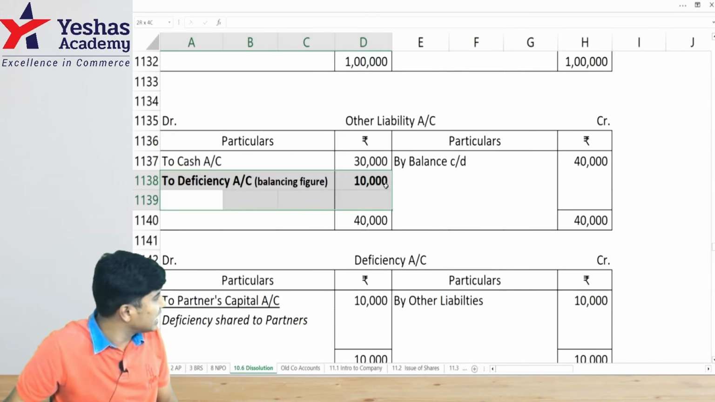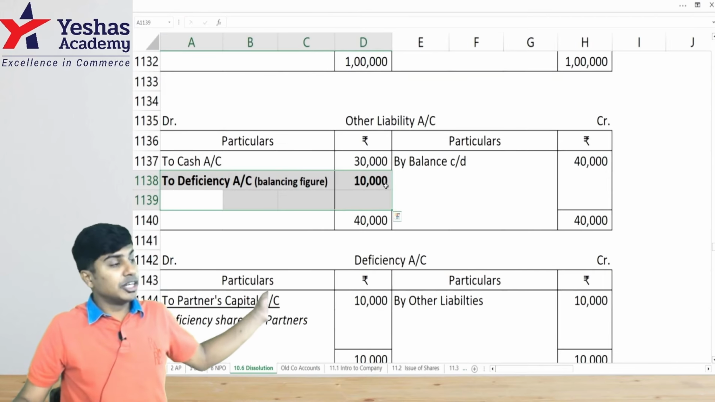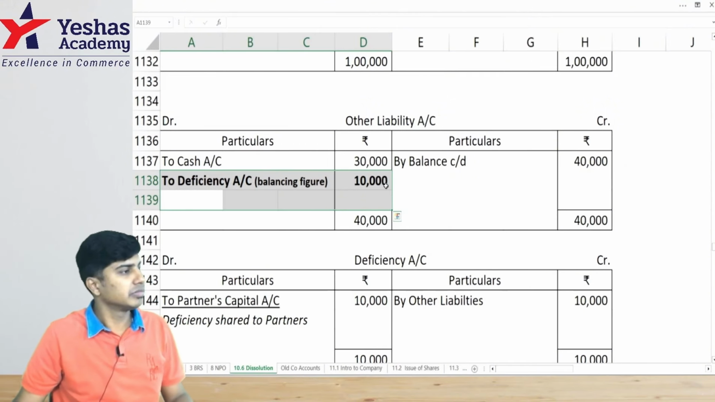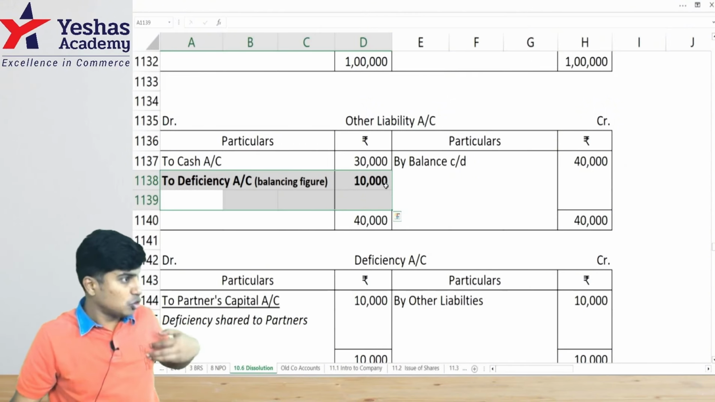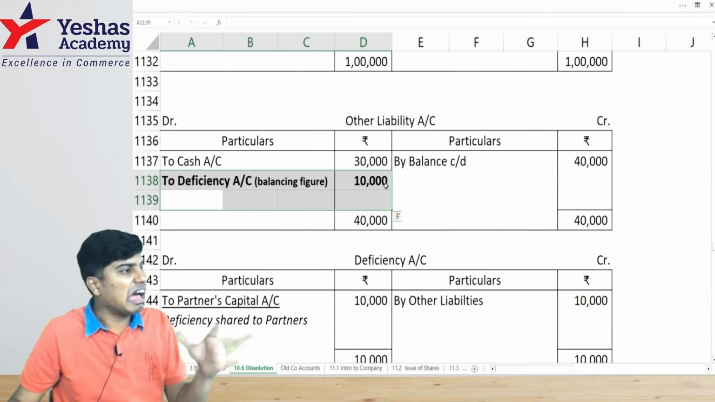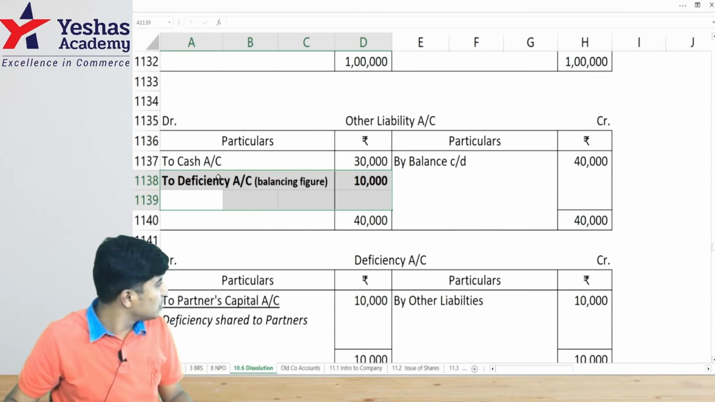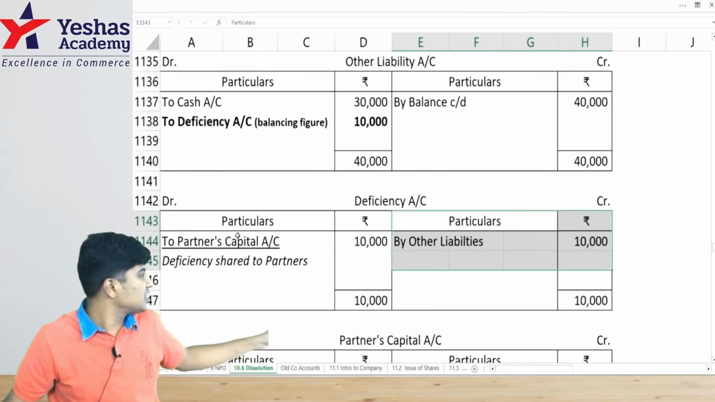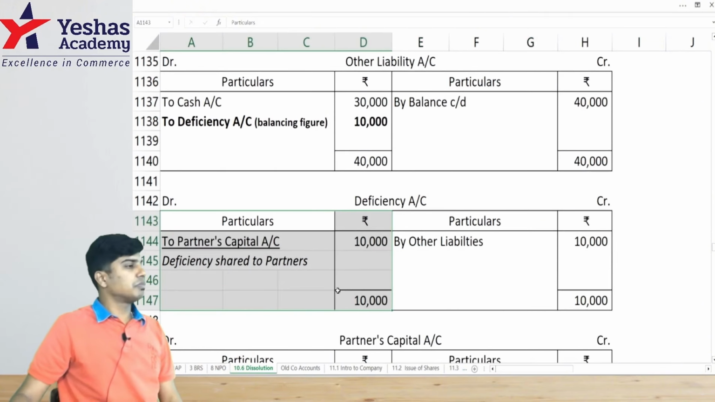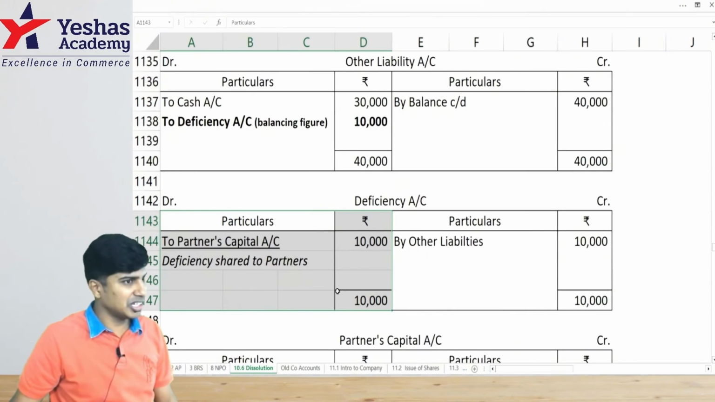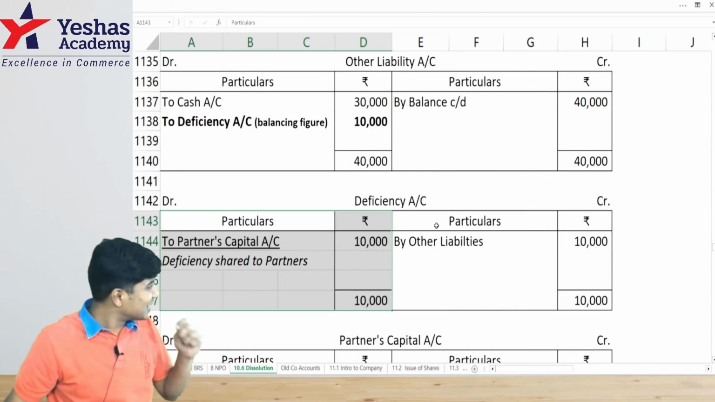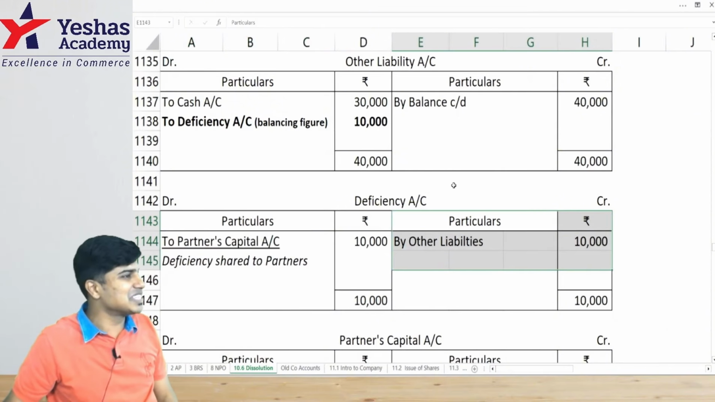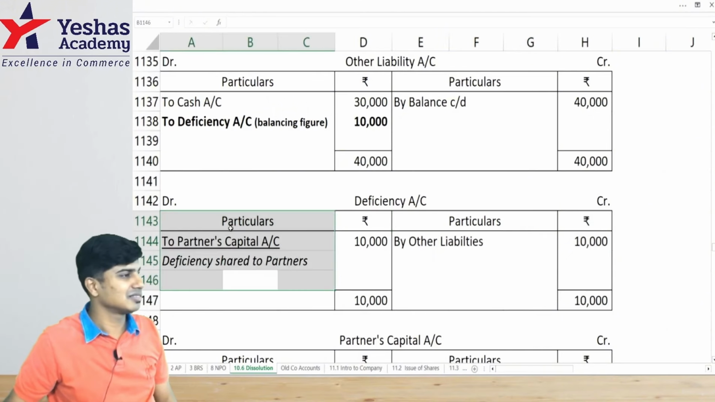The balancing figure that you get in liability is the money that you should pay but you don't have, so you could not pay. This will be transferred to a separate account called deficiency account. And this deficiency will be shared to partners in profit sharing ratio. Write these other liabilities here. In the partners' capital account, you find individual balancing figures. That should match with this.